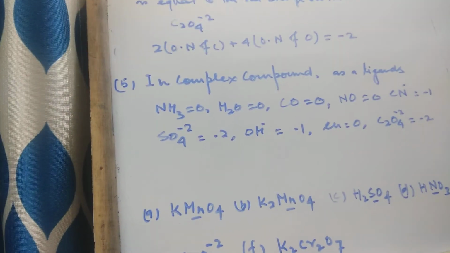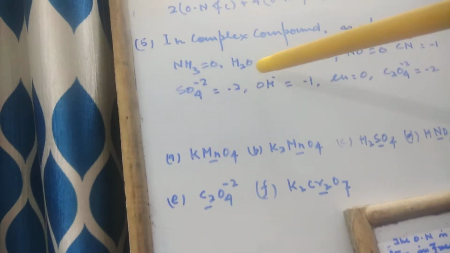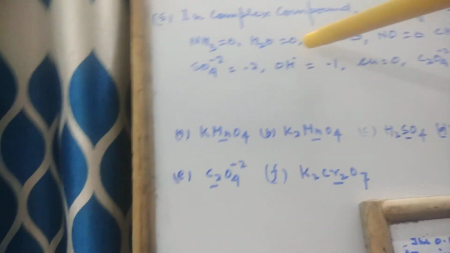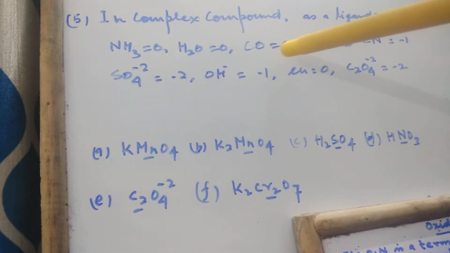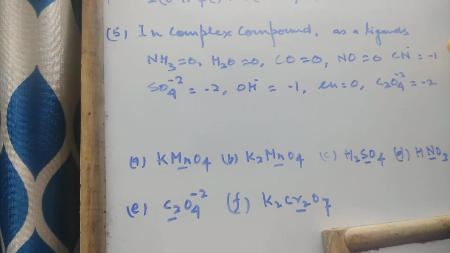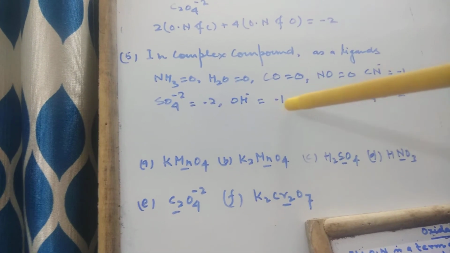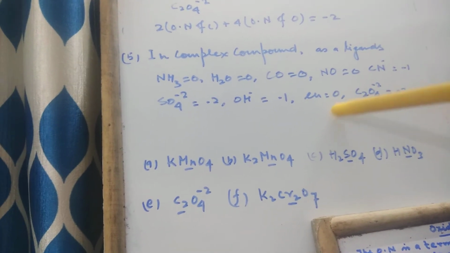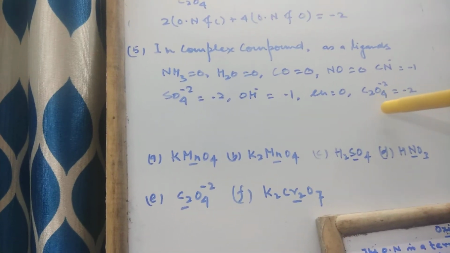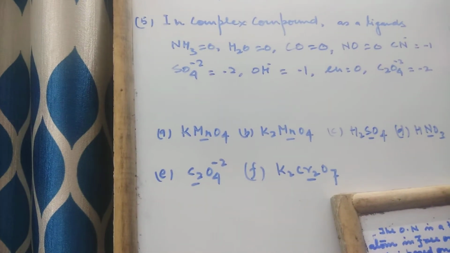Rule number 5: in complex compounds, as ligands, ammonia has 0, water has 0, carbon monoxide 0, nitrogen oxide 0, cyanide -1, sulfate -2, hydroxide -1, ethylene diamine 0, and oxalate, that is C2O4 -2, has -2 oxidation number.